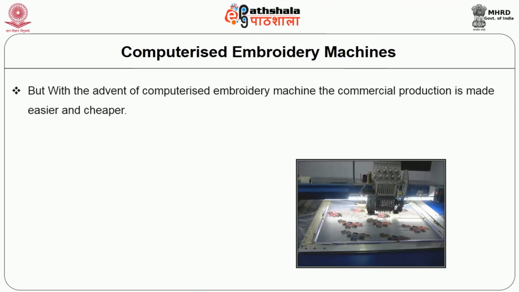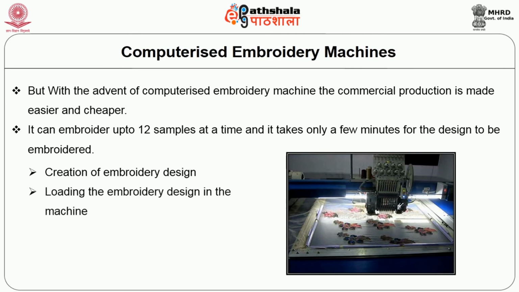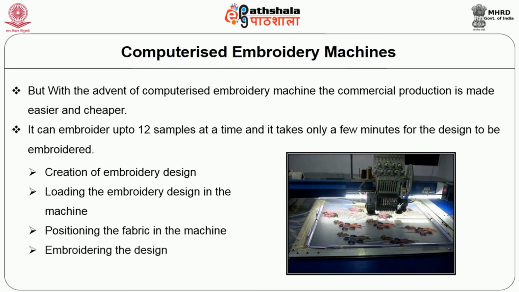But with the advent of the computerized machine, commercial production is made easier and cheaper. It can embroider up to 12 samples at a time, and it takes only a few minutes for the design to be embroidered. The following are the steps involved in the computerized embroidery machines for creating an embroidery design. One is the creation of the embroidery design, and another is loading the embroidery design in the machine, positioning of the fabric in the machine, and finally the embroidering by the machine.